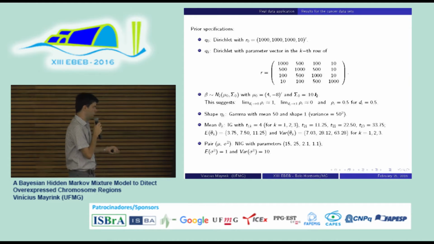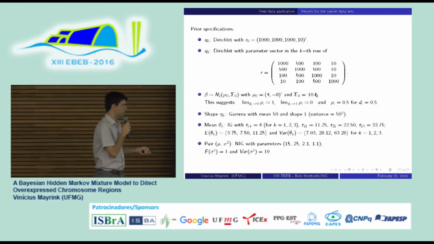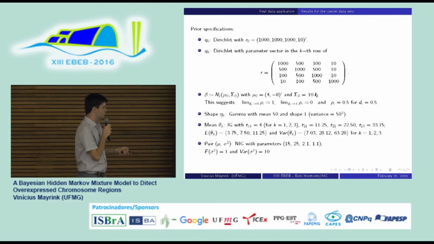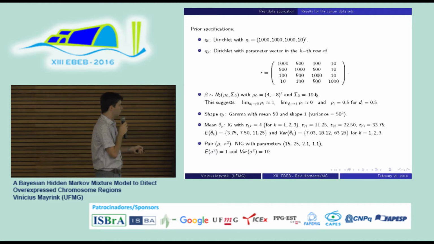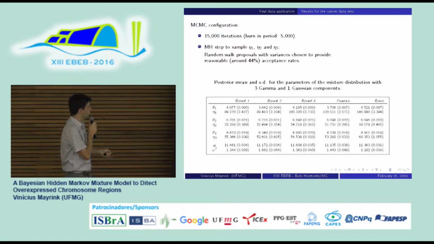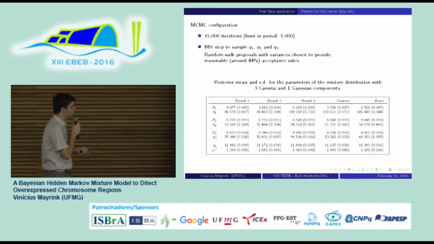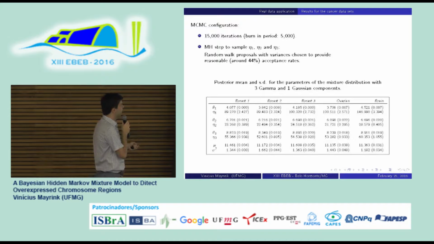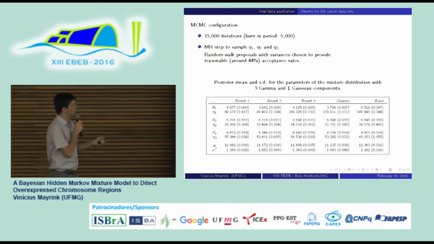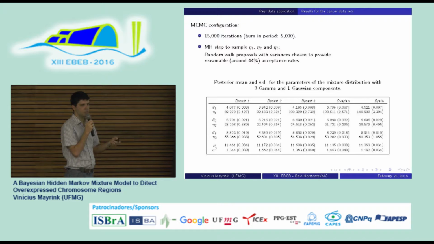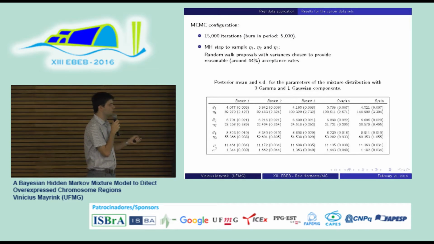The other parameters are chosen based on some idea of the scale of the data, and we just choose some value in between. I will skip this part. So we move to the results. The MCMC is set to perform 15,000 iterations, burning 5,000. The chains are converging very well. And for generating the etas, we use a Metropolis-Hastings, and we tune the proposal distribution to have acceptance rates around 44%.